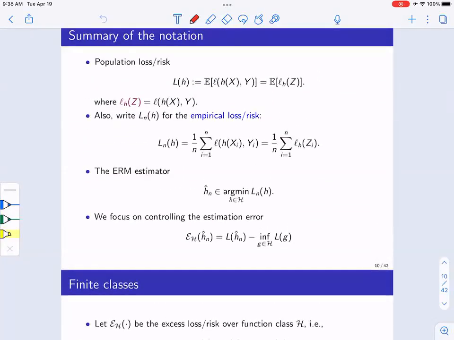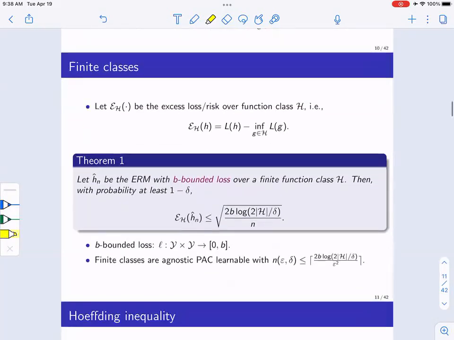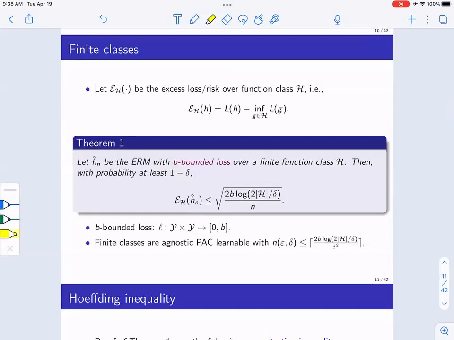Okay. There's also the notion of PAC learnability that we talked about. We had this notation that there's the population loss, there's the empirical loss, and then we have the ERM, which is the minimizer of the empirical loss. And then we look at the excess risk of the empirical risk minimizer. We had this result that for a finite class, if the loss is bounded, then the restricted excess risk of this ERM estimator is going to behave like, ignoring the constants, root of log cardinality of H divided by n.